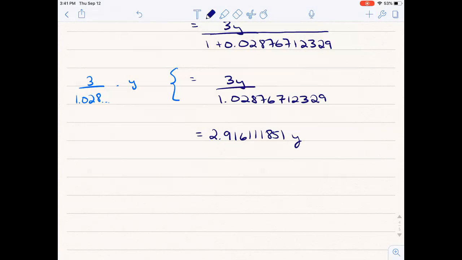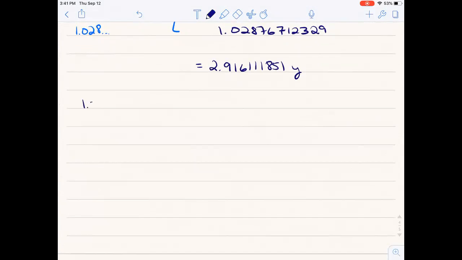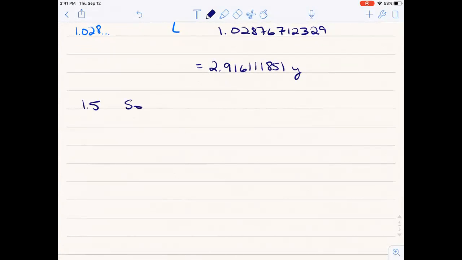Let's do section 1.5, which I think is really fun. I don't know about you guys, but we're going to be solving systems of equations.